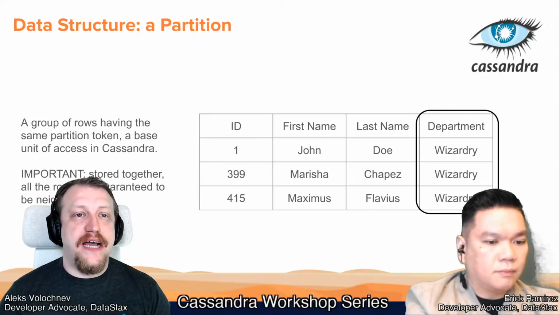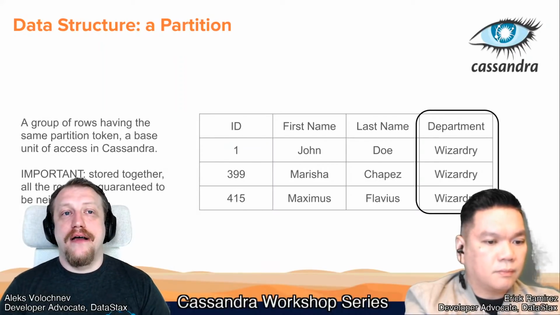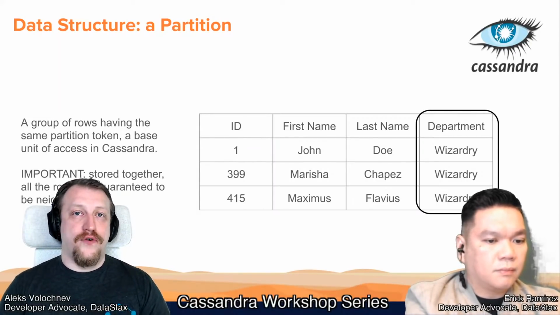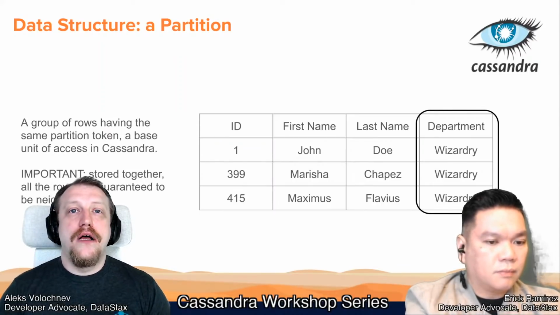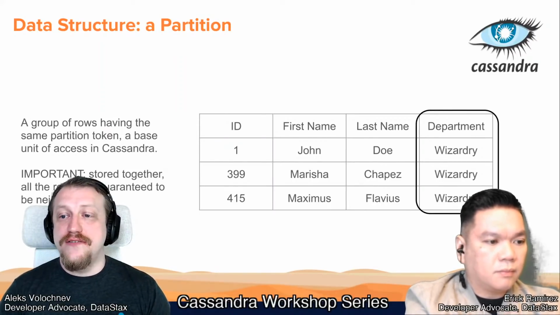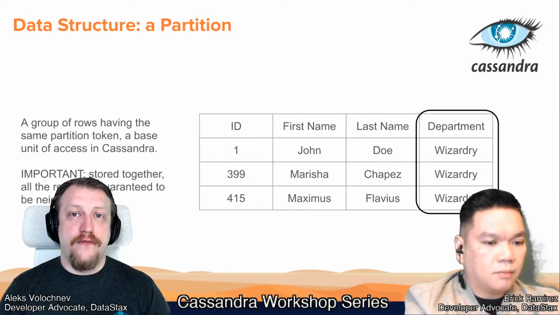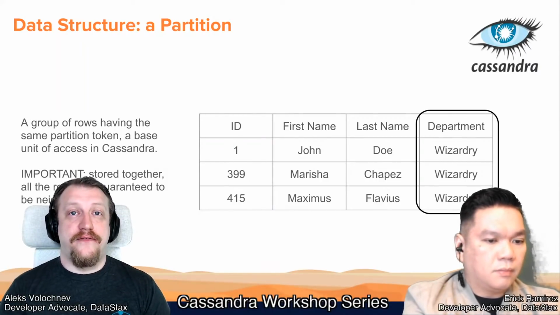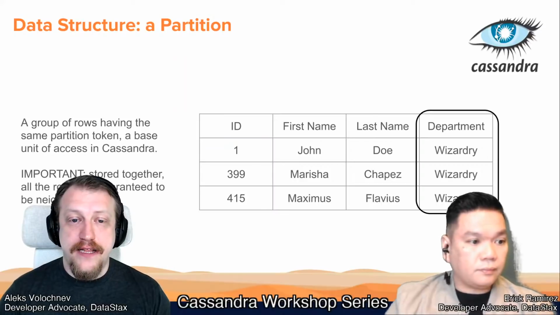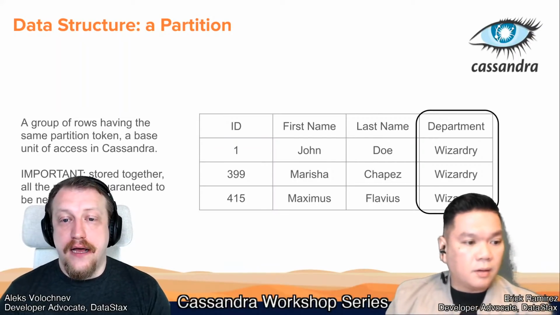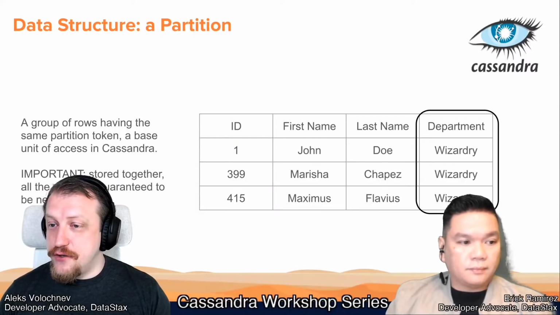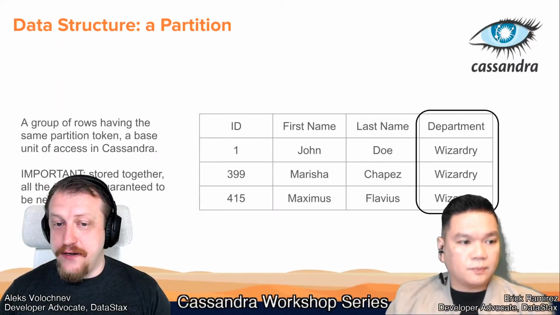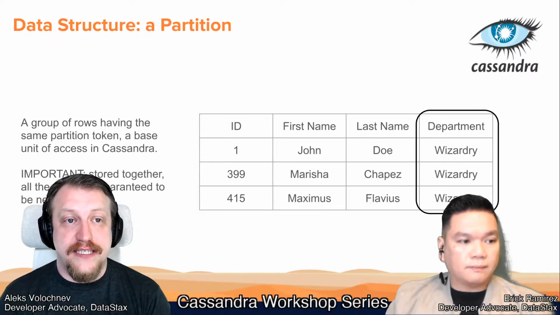We need to specify a partition key, some column or set of columns. Those values will define partitions. So rows with the same value of this column will be stored within the same partition. In this case, you see on the screen a partition of some people from the wizardry department, and obviously they are stored together in the same partition.